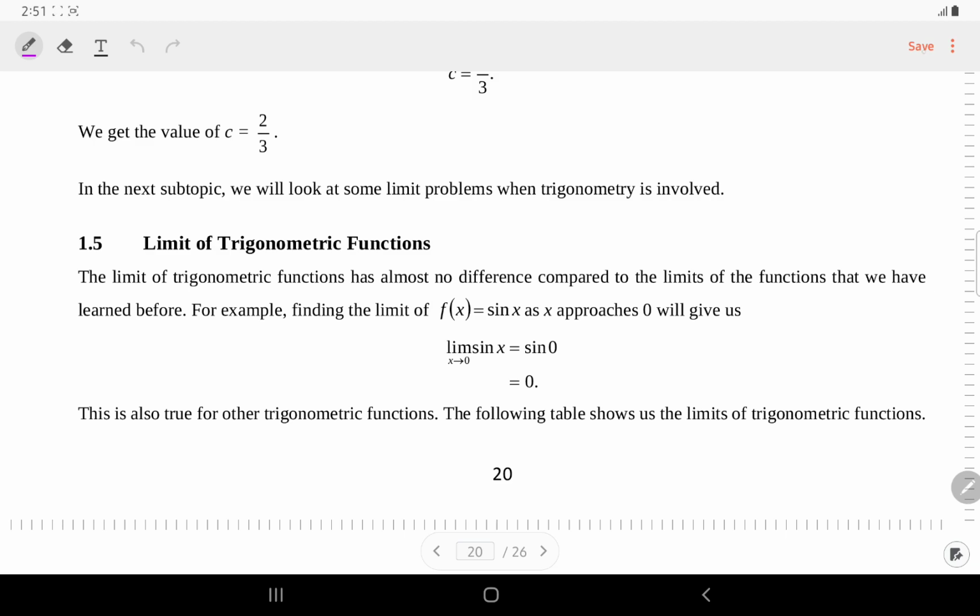we need to proceed with another alternative solution. For example, we want to find the limit x approach 0 for the function of sine x. So all we need to do is just substitute the value of x equal to 0. So we got sine 0. Press the calculator, we get sine 0 equal to 0. So it is defined, so we don't need to proceed with an alternative solution. For this question, the answer will be equal to 0.